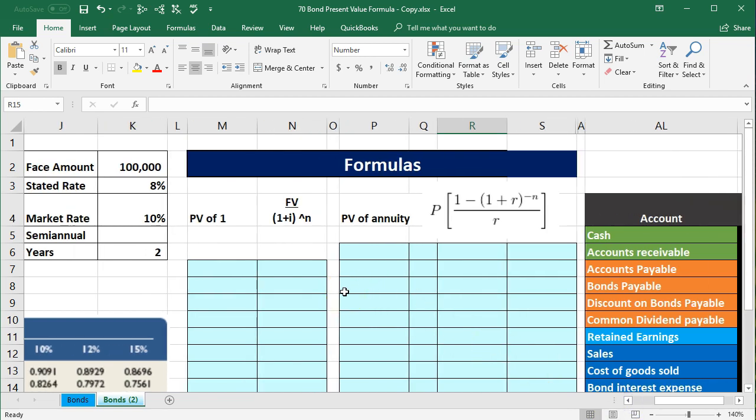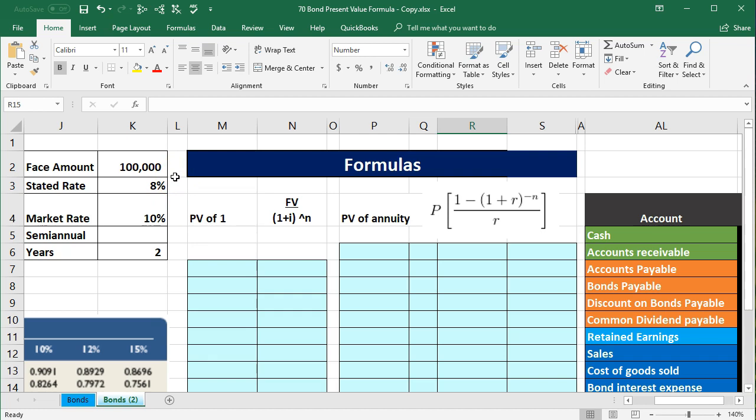Once we have that concept, we want to know how to do it in the other ways to make it more efficient, and just to know what other people are doing when they're doing basically the same thing with a different format. So here we're going to use the formulas. Bonds are typically what is used to introduce these present values because bonds by their nature have the two kinds of present value equations that we need: the present value of one and the present value of an annuity.